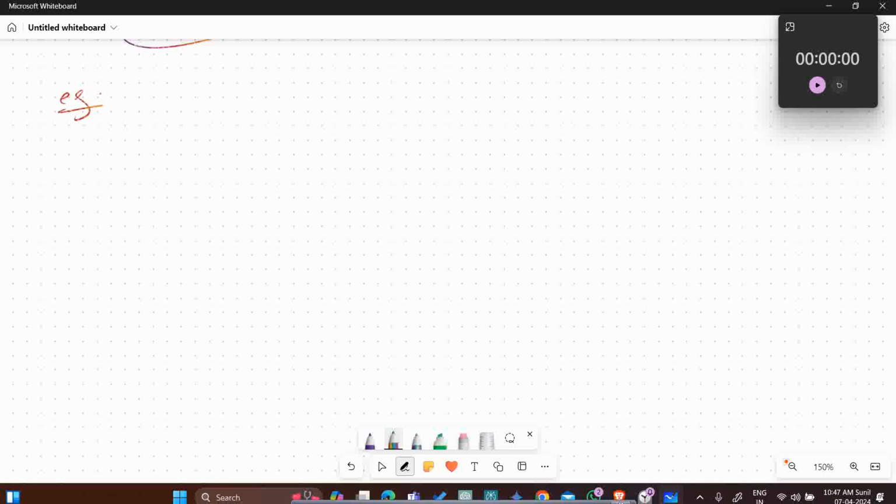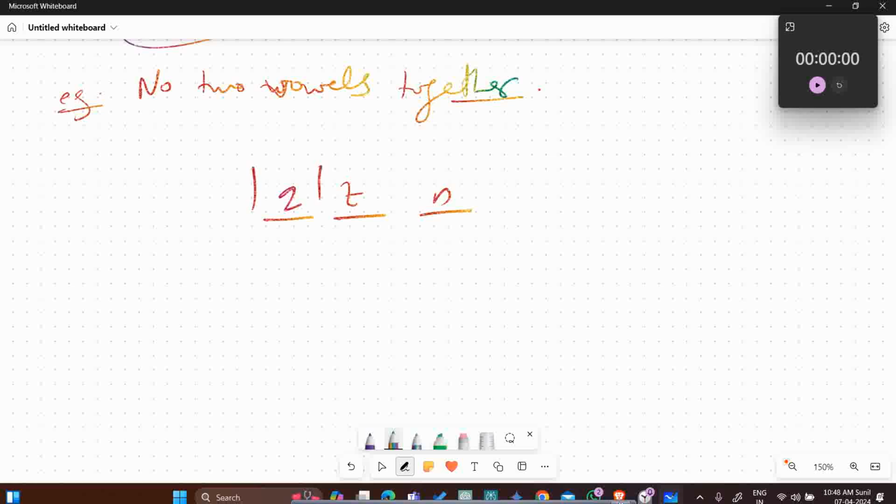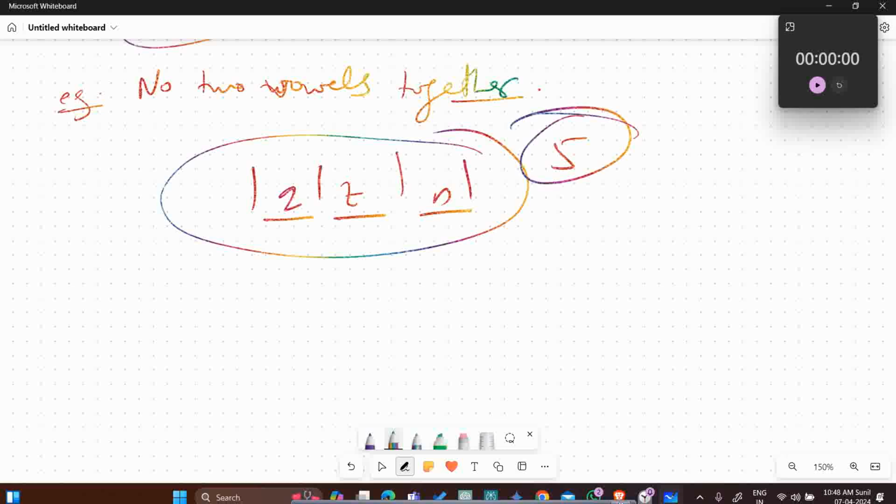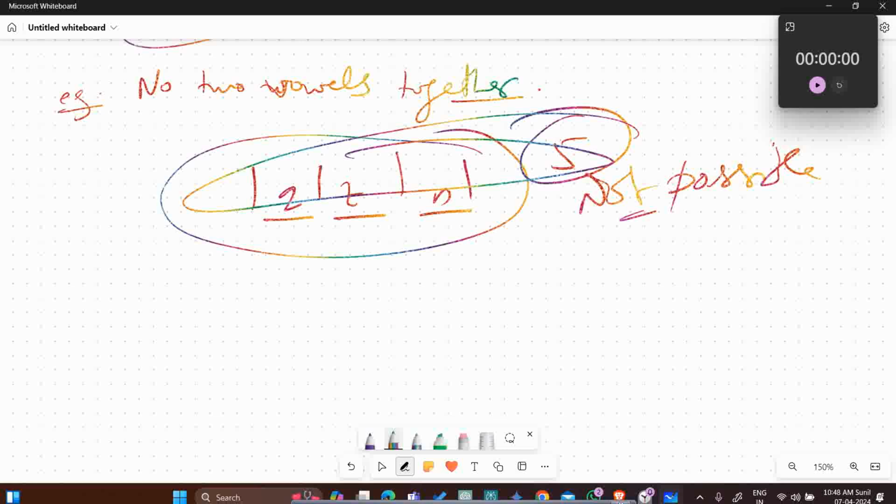No two vowels together. This is Q, T and N. How many places are there? One, two, three, four only. But how many vowels do we have? Five. So this is not possible.